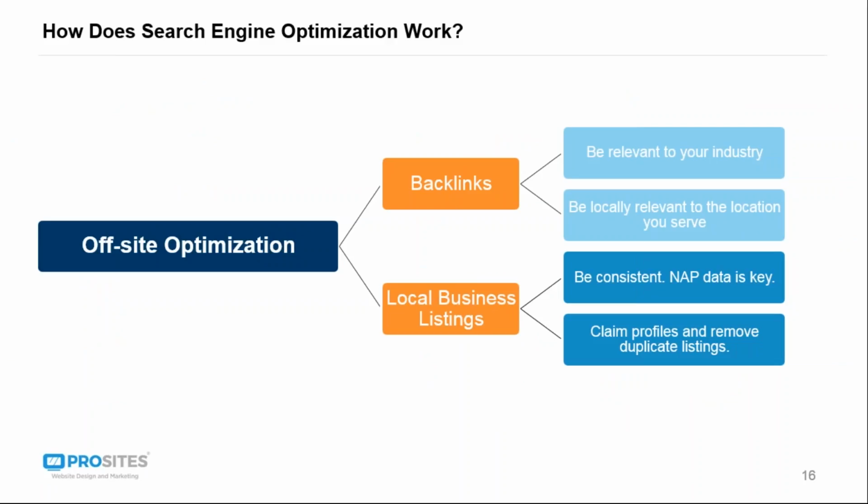Okay, moving on to off-site optimization. With off-site optimization, in terms of what directly impacts local SEO, there are two different things. One is backlinks, and the other is local business listings. Backlinks, just to clarify, are hyperlinks from other websites, not necessarily social media pages, that link back to your own. I'll give you an example. Say you're in your local Chamber of Commerce directory. A lot of Chamber of Commerce directories will have a link to your own website in your directory listing, and that would be your backlink.